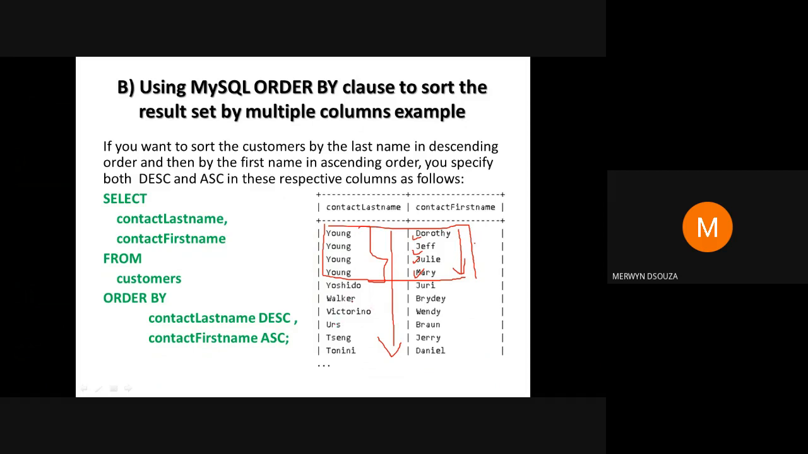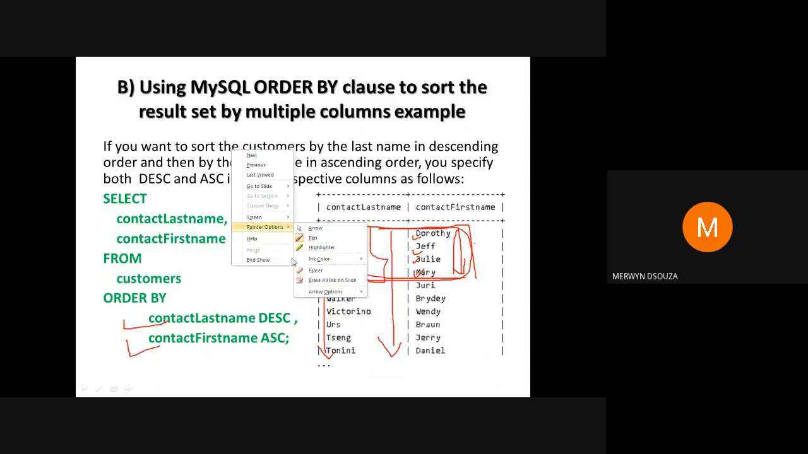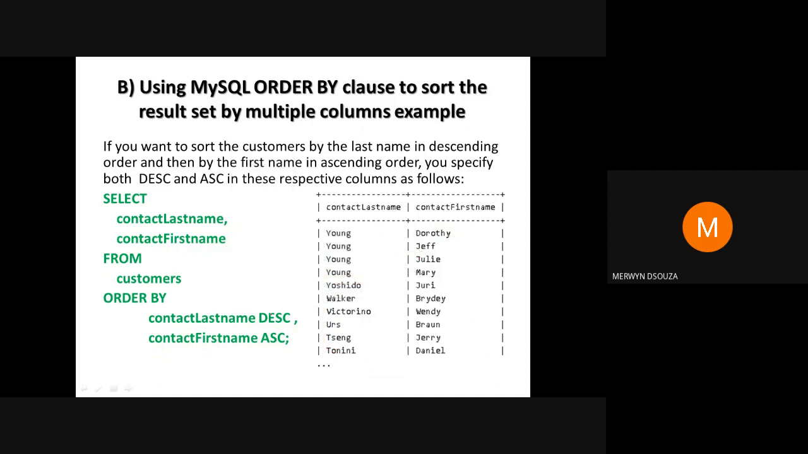Similarly, when there are groups like this, you can check that the first names are displayed in ascending order. Otherwise, the last names are displayed in descending order. This way you can use the order by clause to sort multiple columns, either in ascending or descending, or you could have both ascending or both descending. It's up to you the way you want to write the query.